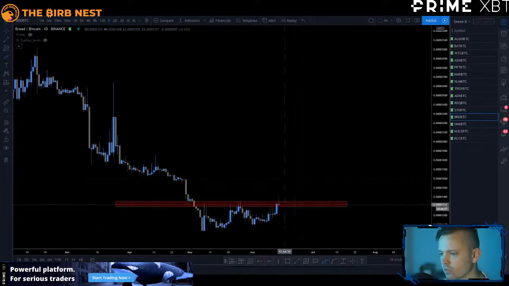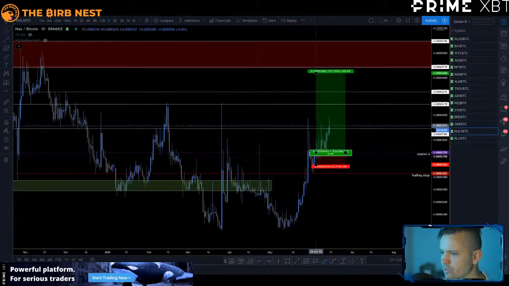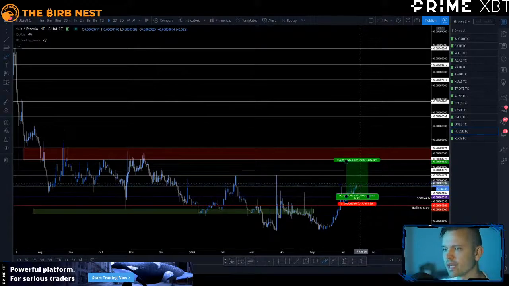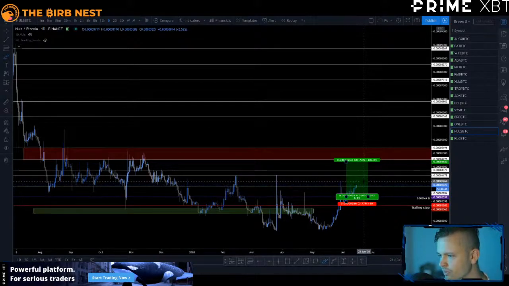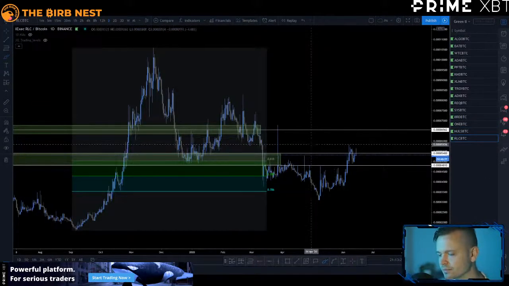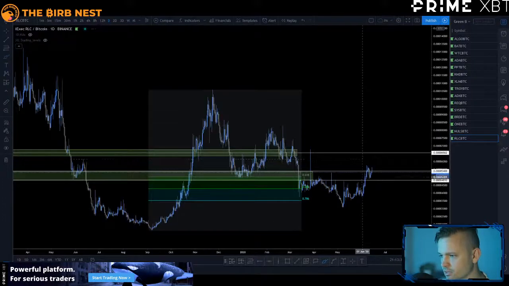BRD BTC, reclaim this one for move higher. 1 BTC, reclaim red box resistance for move higher. Nulls BTC, gonna wait for price action to develop. Maybe buy a first retest of this area if we get a daily open and close above 4K sets. RLC. Yeah, I like this one. Clean daily open and close above 5640 would be good for a possible trade on this one.